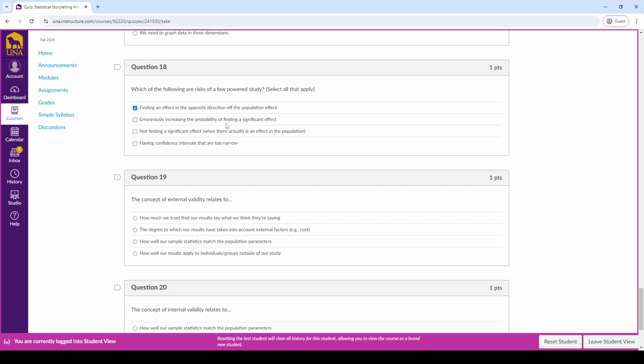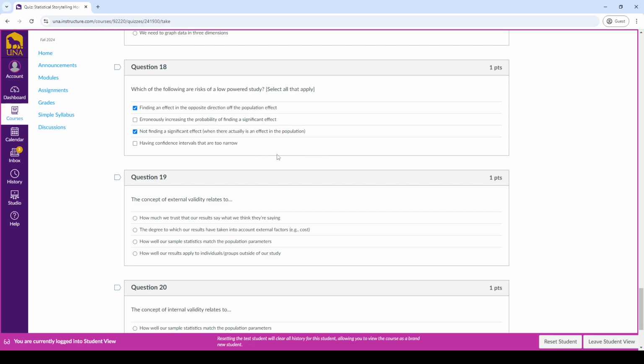Erroneously increasing the probability of finding a significant effect. Well, that's not one. We don't increase the probability of a significant effect with a low-powered study. Not finding a significant effect when there actually is an effect in the population. Yes, this is actually the definition of a lack of power. So far from increasing the chance of erroneously finding a significant effect, we actually decrease the chance of finding a significant effect.